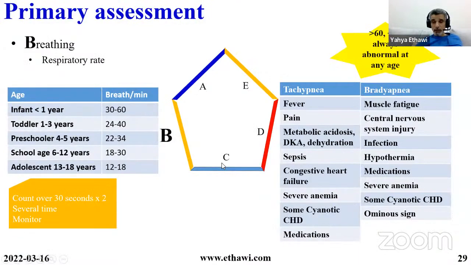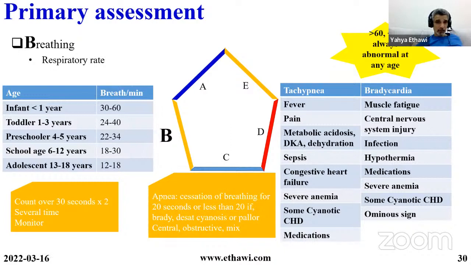So when you have a low respiratory rate, it can be muscle fatigue, it can be central, it can be infection, it can be hypothermia, medication, severe anemia again can cause it, some cyanotic heart disease. And usually when you have bradypnea, or respiratory rate below 10, it's usually a very serious sign.